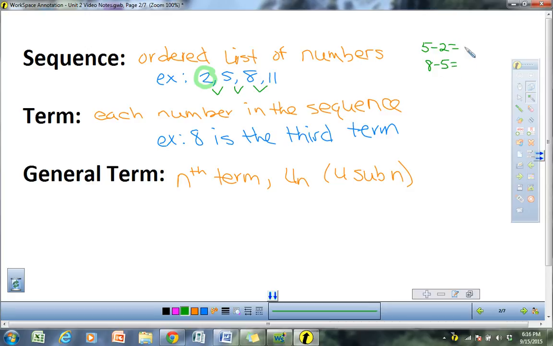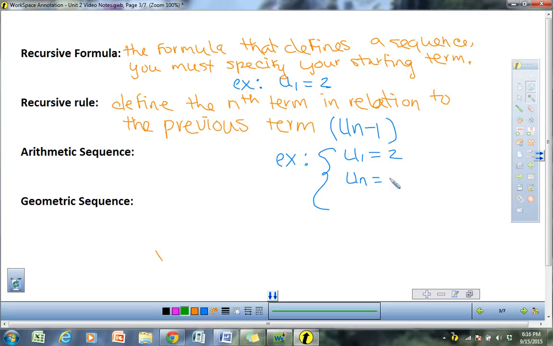So 5 minus 2 is 3. 8 minus 5 is 3. If you want to, you can check 11 minus 8. But our rule here is that we are adding 3 to our previous term. So our previous term is u sub n minus 1. And then our rule is we add 3 each time.